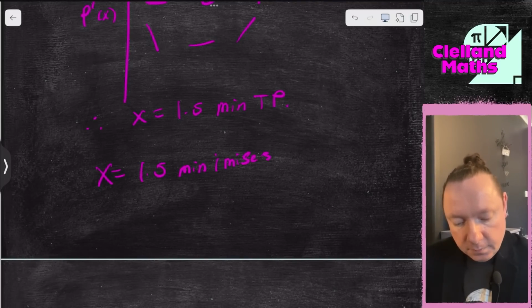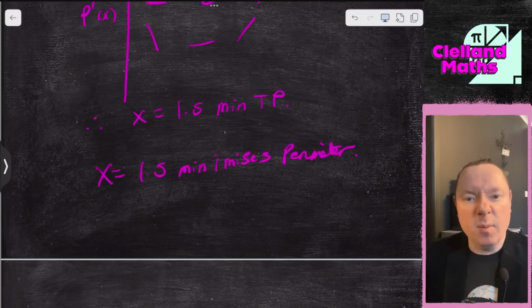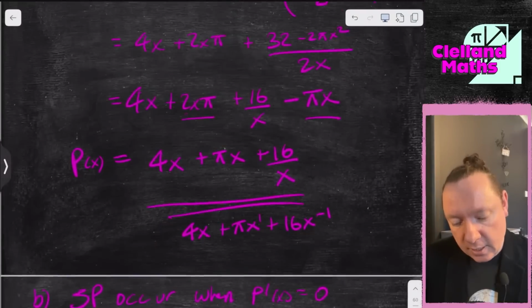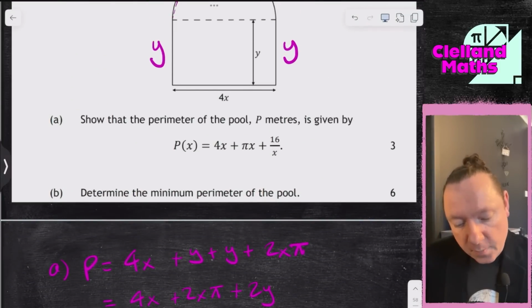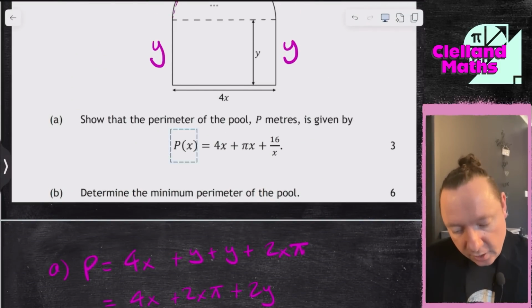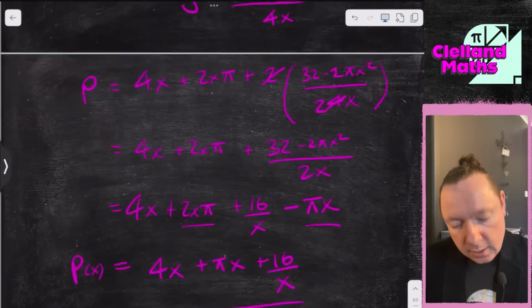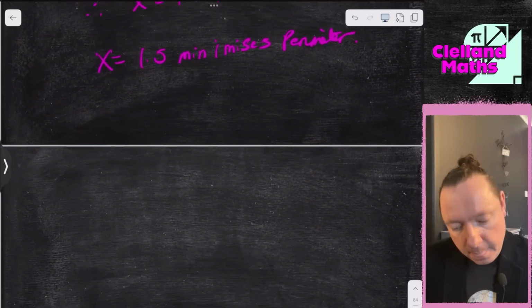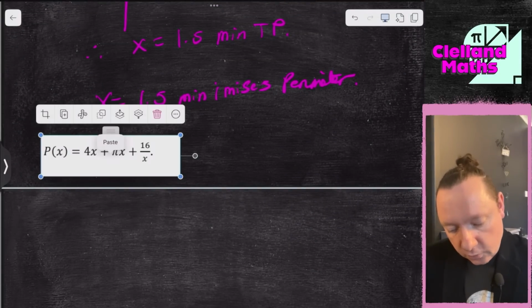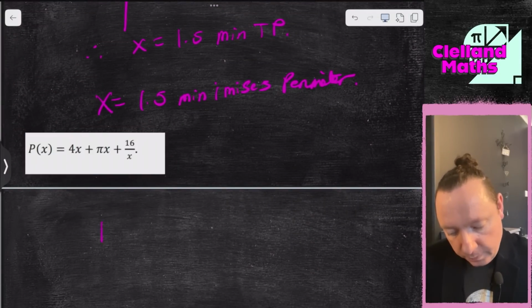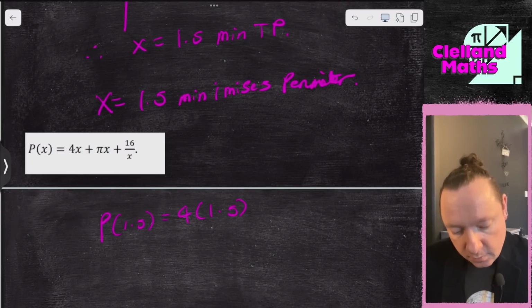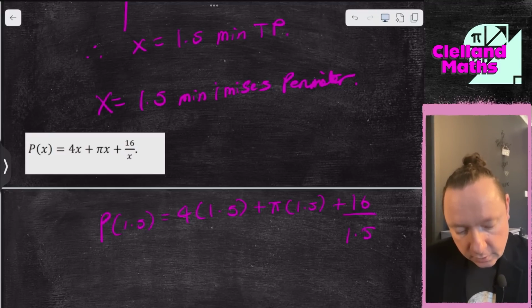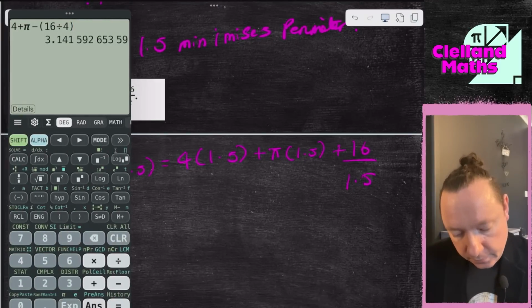So x equals 1.5 minimizes the perimeter, and often you get told to stop there, but I would always check the question. Sometimes you need to sub it in to find the actual perimeter. Let's see what the question said. It said, find the minimum perimeter of the pool. So I'm going to have to sub it into the original perimeter equation as a final step. So there's the equation that we were given. P of 1.5 equals 4 times 1.5 plus pi times 1.5 plus 16 over 1.5. Calculator job for that.